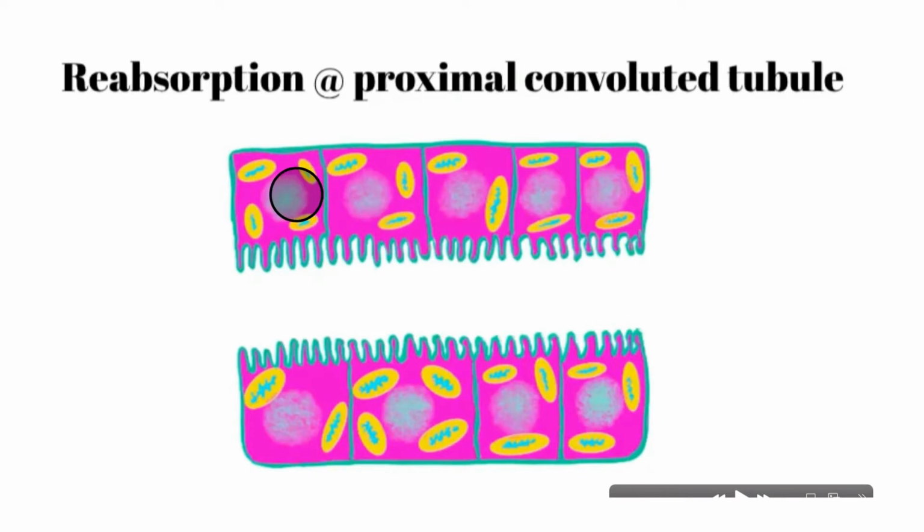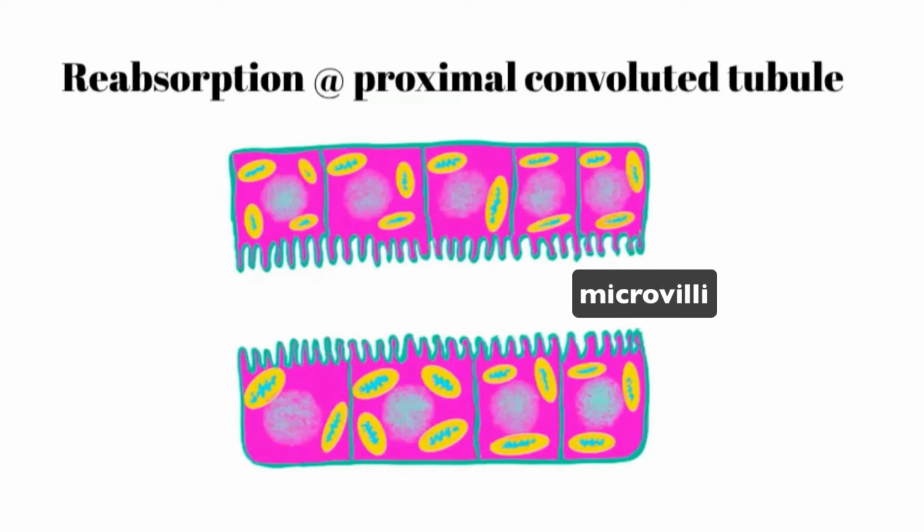And these are simple cuboidal cells. We can see a nice round nucleus pretty much right in the center of these cells. On the apical surface of these cells, we see surface modifications known as microvilli. Microvilli increase surface area. The more surface area a cell has, the more opportunity there is for things to move into those cells or out of the cells.